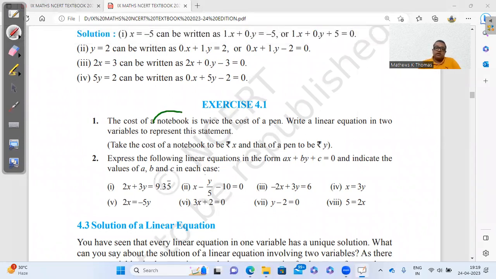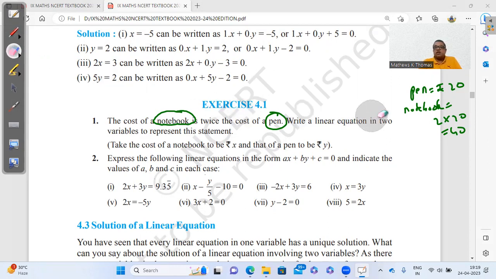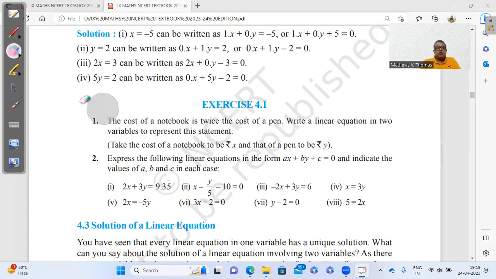So what we have to understand is that there are two variables here. One is notebook and pen. And what they have given is that the notebook is twice the pen. So whatever is the cost of the pen, you just multiply it by 2, you get the notebook. For example, I'm just giving an example. If the pen is costing you 20 rupees, the notebook is twice that. So the cost of the notebook will be twice of 20, that is 40. So whatever value you are taking for the pen, you just have to double that and you will get the notebook. So right now we have to write a linear equation in two variables to represent this situation. So what am I going to do?